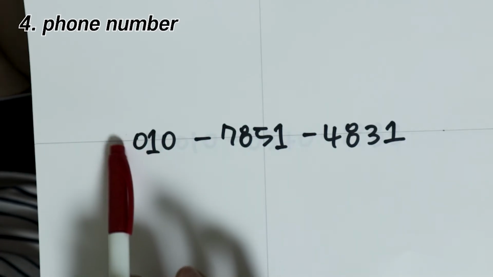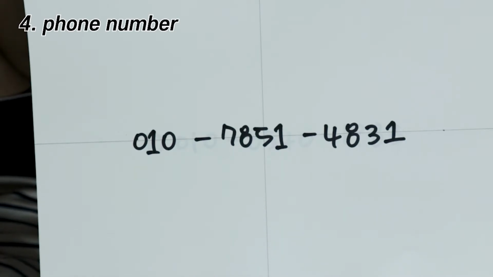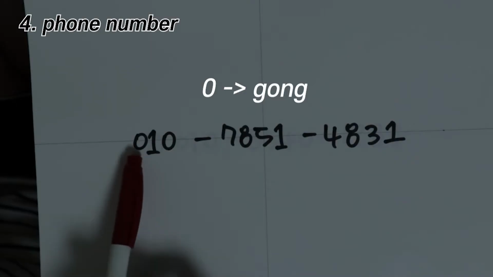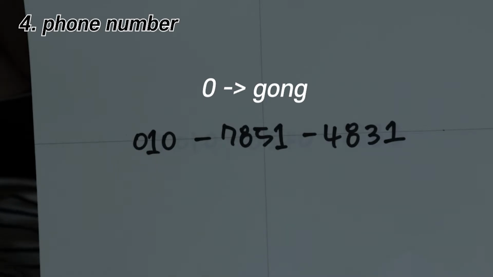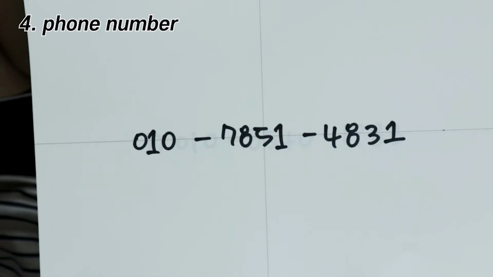Also, for 0 in a phone number, most Koreans usually say 공 instead of 영. Also, some people say 영 when they speak phone numbers. Did you get it? Let's practice with a phone number.